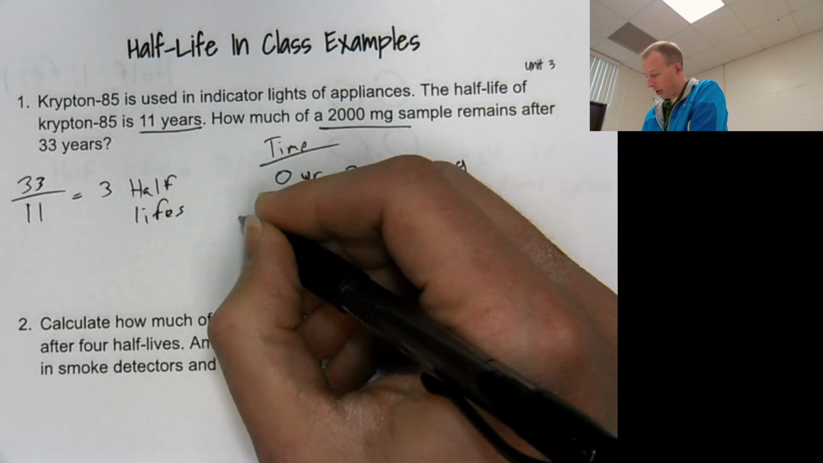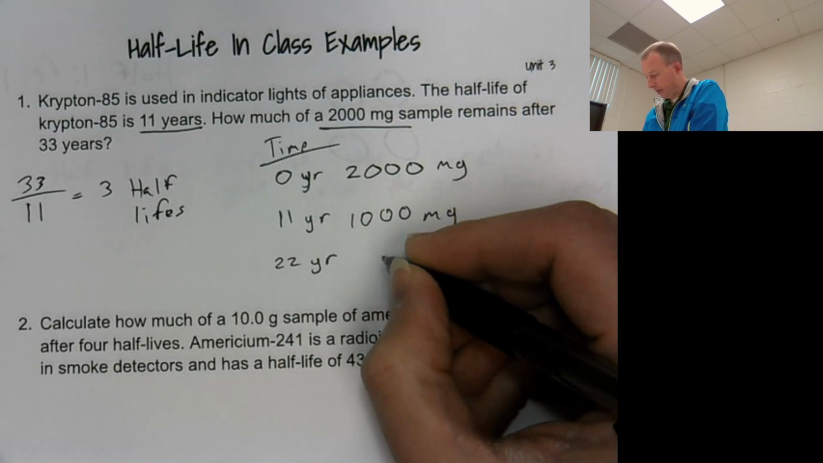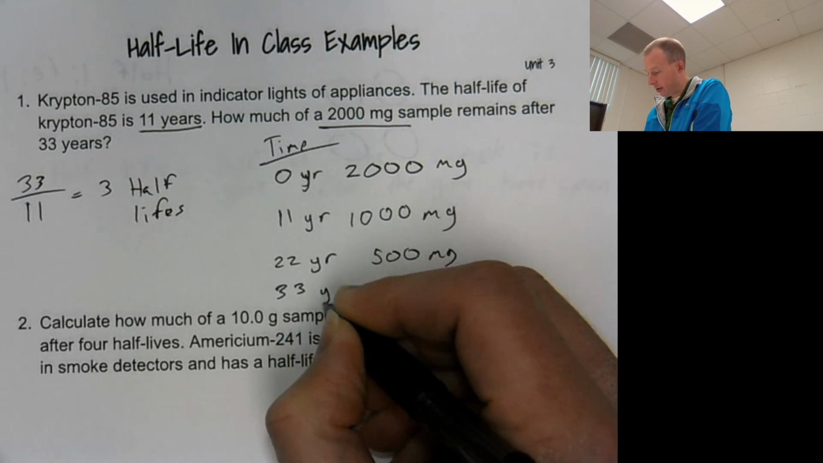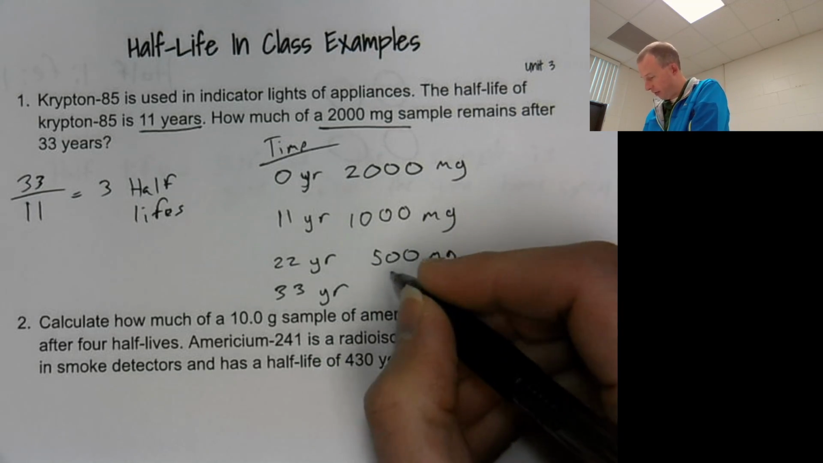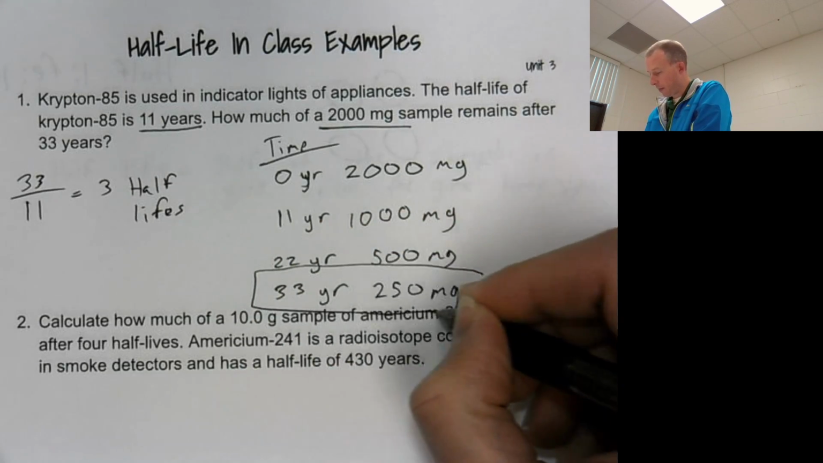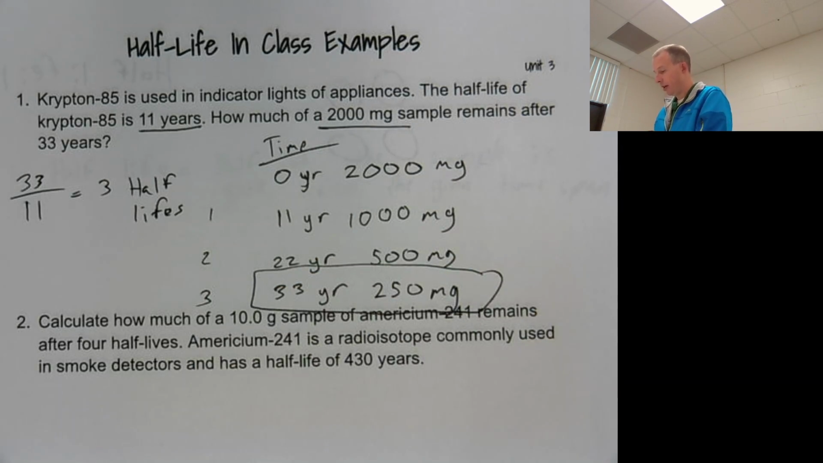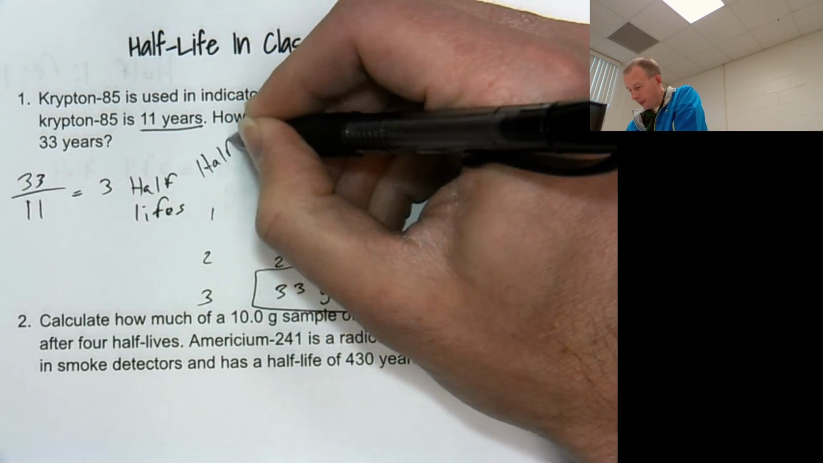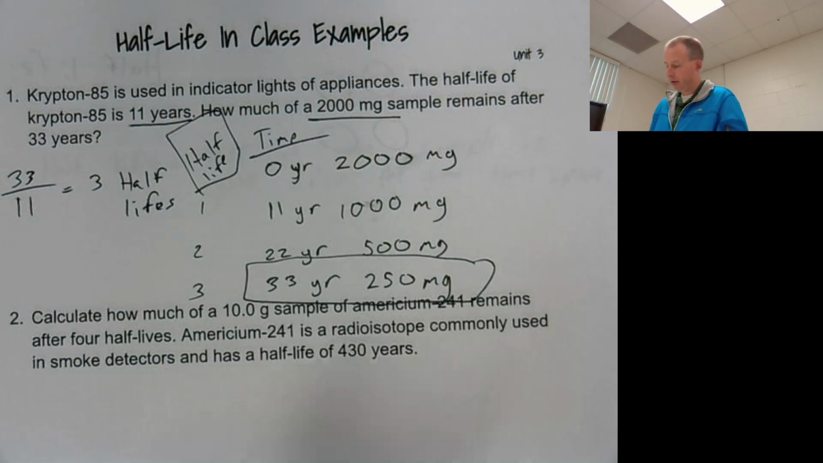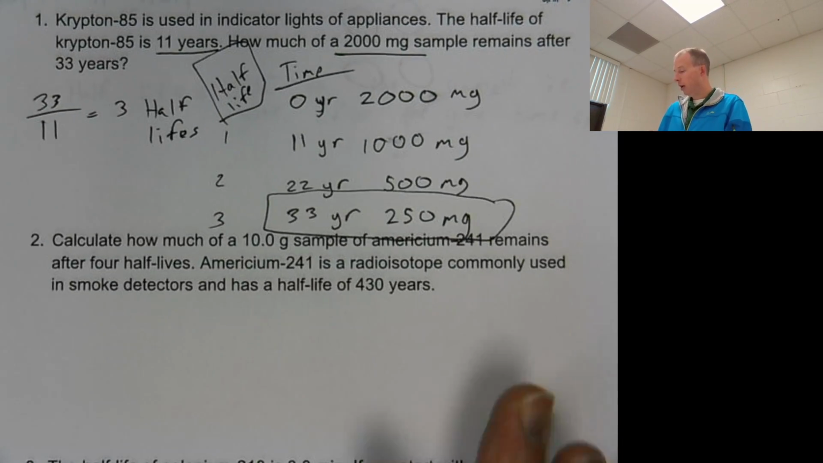So that's 1 half-life. So next we've got another half-life, 22 years. What's half of 1,000? 500 milligrams. And then you keep going, 33 years. All right, so then what's half of 500? 250 milligrams. So as far as half-lives go, this is the first one, this is the second one, this is the third one. All right. So you end up with 33 years have passed, you've got 250 milligrams left. That's it. That's all at once. So you can do another one.